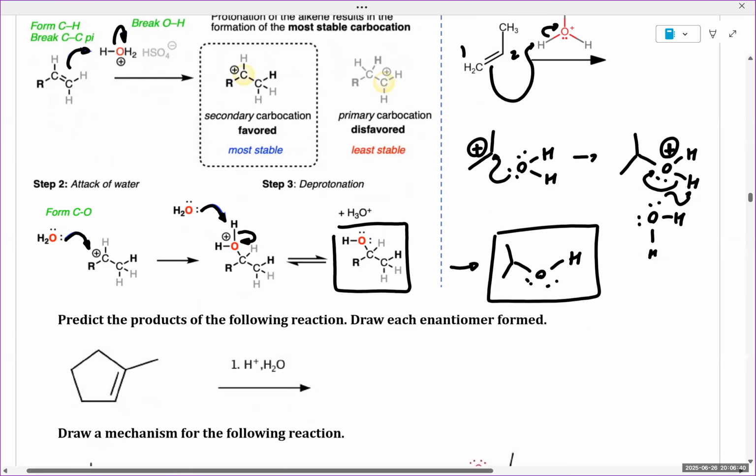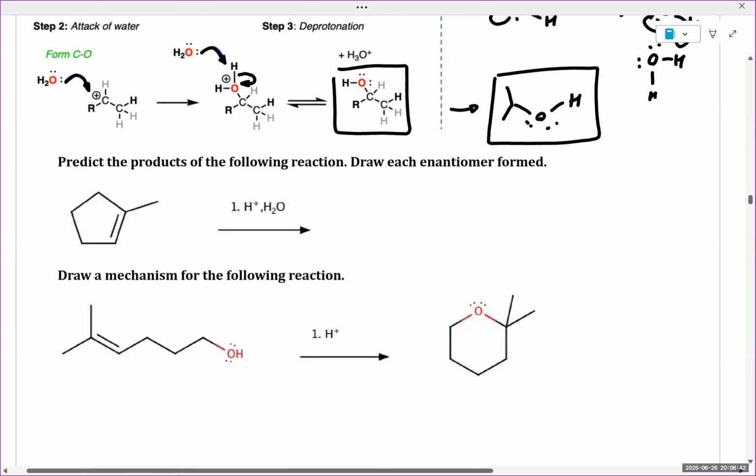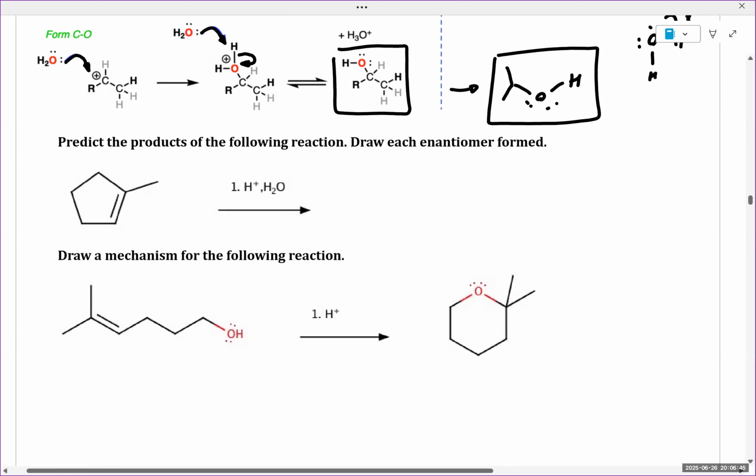So let's try to predict the products of the following reaction, and I'd like you to draw each enantiomer formed. Keeping in mind that because we go through a carbocation, we're going to get a mixture of enantiomers and a mixture of stereoisomers. So pause the video, take a few moments, and let's draw the predicted products for this reaction.